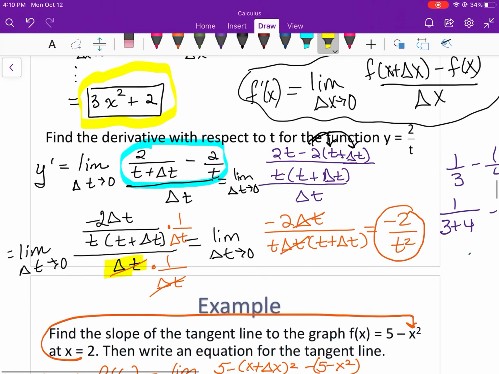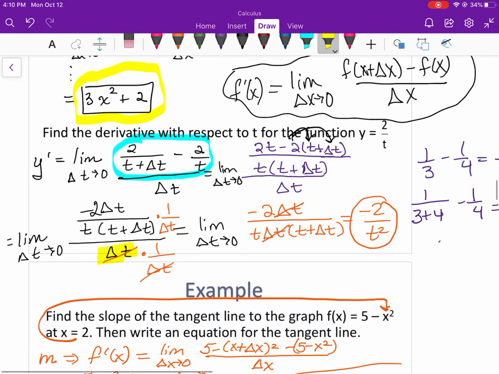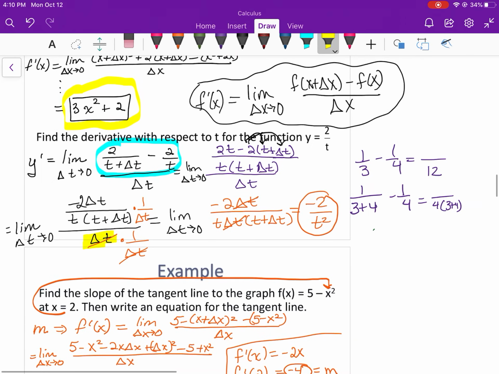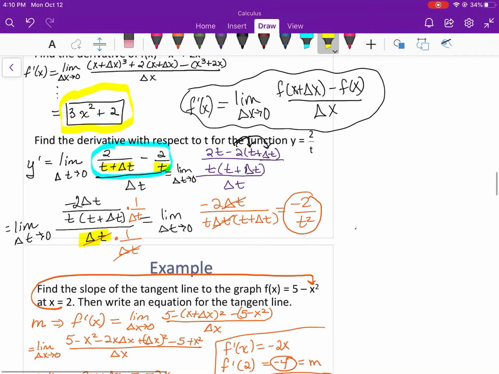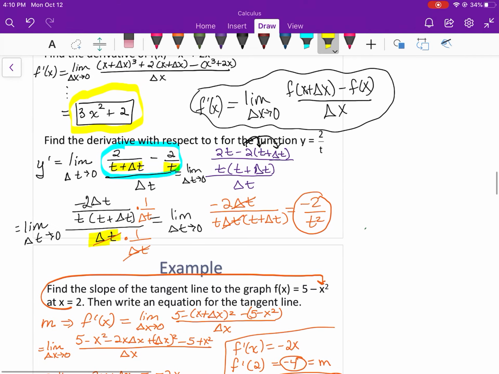In second hour, I did not do this problem, but in hindsight, I wish I would have. So in sixth hour, we did go through this problem right here, and we talked about how to find the derivative. This one was especially good because we had to get a common denominator here and here and work it out algebraically, and we found our derivative to be negative 2 over t squared. Again, with this one, t was our variable, not x, so everything was in terms of t.